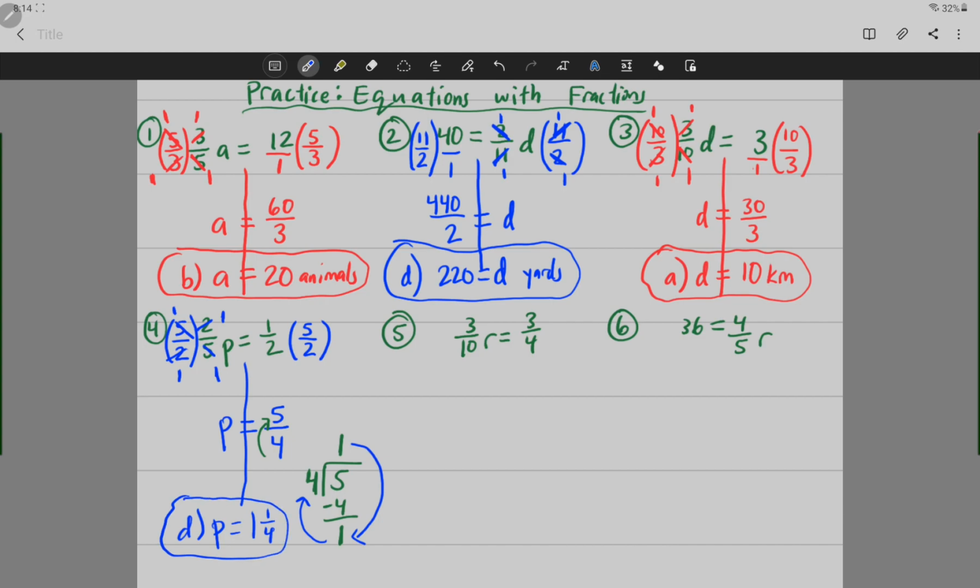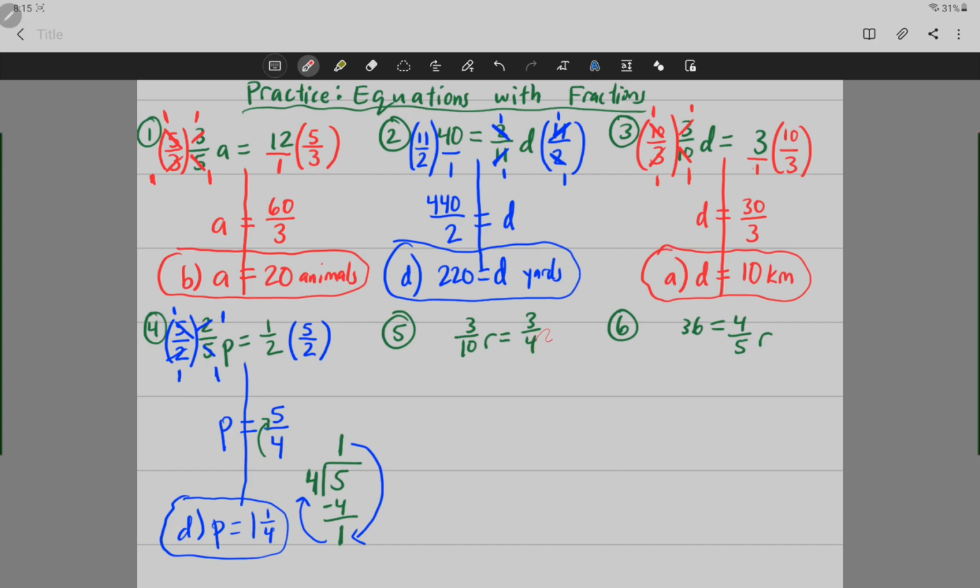Okay, time for number 5. So number 5 says Queens received 3/4 inches of rain on March 25th. This represents 3/10 of the total amount of rain that Queens received in March. So it gives us this equation to solve. 3 over 10 R equals 3/4 to figure out the amount of rain in inches that Queens received in March.